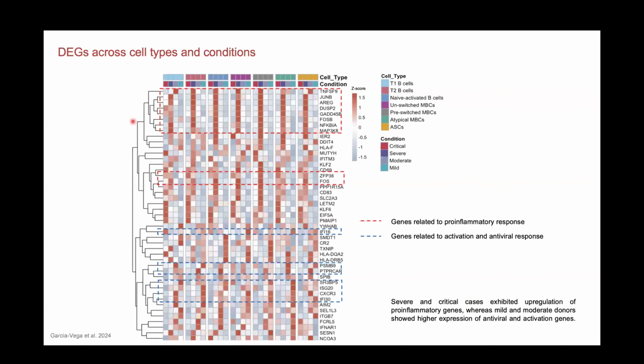In the differential expressed gene analysis across cell type and condition, I'm showing here this heat map where at the top are colored the cell types followed by condition, and the genes highlighted in red are the genes related to the proinflammatory response, and the blue are related to activation and antiviral response. In this case, we observe that severe and critical cases, as we can see here, exhibit upregulation of proinflammatory genes, whereas mild and moderate groups show higher expression of antiviral and activation genes.